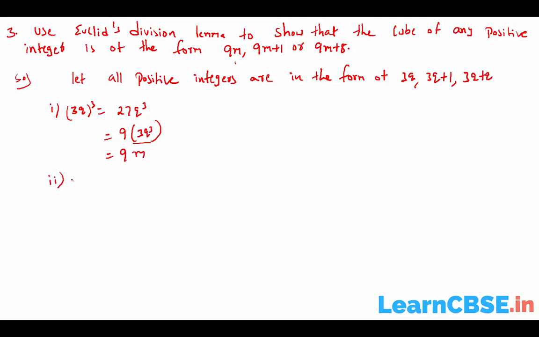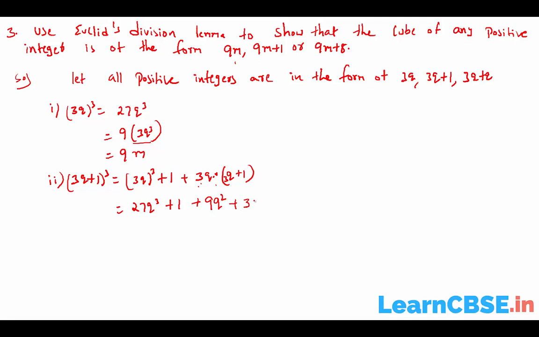Second one, 3q plus 1 whole cube, that means a cube plus b cube plus 3ab into a plus b. That means 27q cube plus 1 plus 9q square plus 3q.